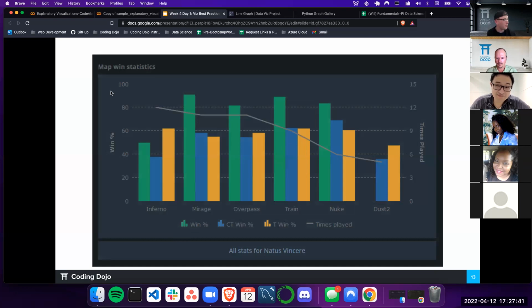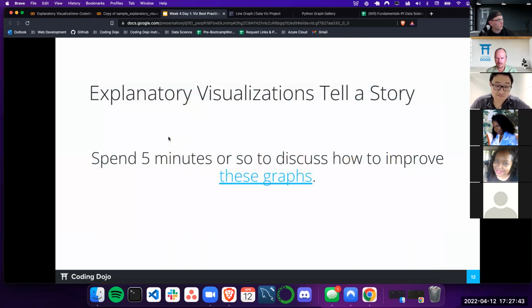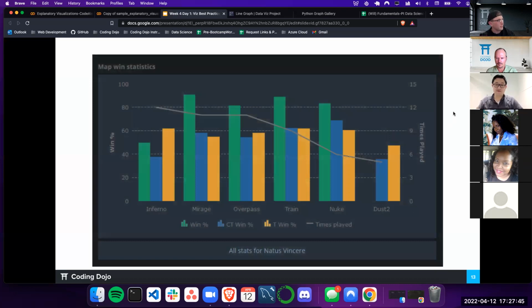You're like, okay, I think that this is, if I'm looking at it, oops, sorry, I think this is map win statistics. So I'm assuming that these are some maps for maybe a video game. But yeah, exactly. What is CT win? What is T win? What is win times played? What else? Great. Basically, what does CT win stand for? What does T win percentage stand for? What do the win percentages correlate to?